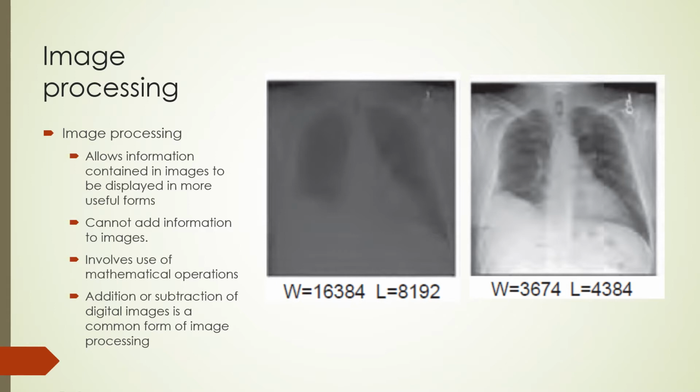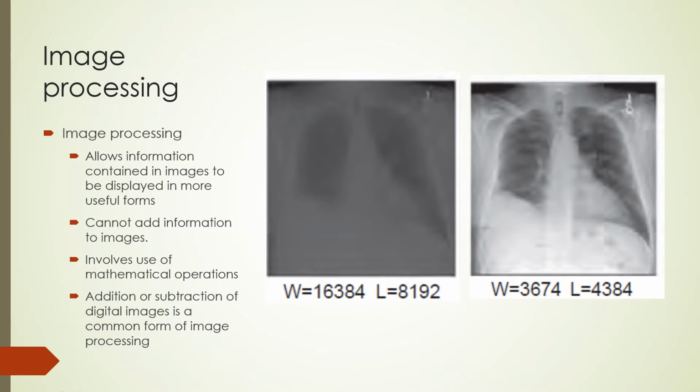Why do we need image processing? To answer this question, let's consider an image in two dimensions like a chest radiograph. The image is acquired, for example, on a digital detector, and individual pixels are read off and an image displayed on a computer monitor. The left image shows how a chest radiograph would look if we just acquired and displayed it without processing. The right image is what it looks like after processing. The image on the right is clearly more useful. So we can say image processing allows information contained in images to be displayed in more useful forms.